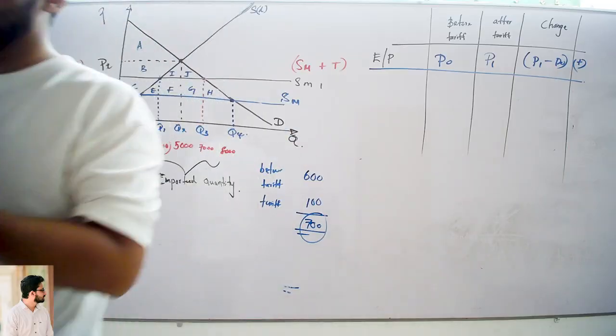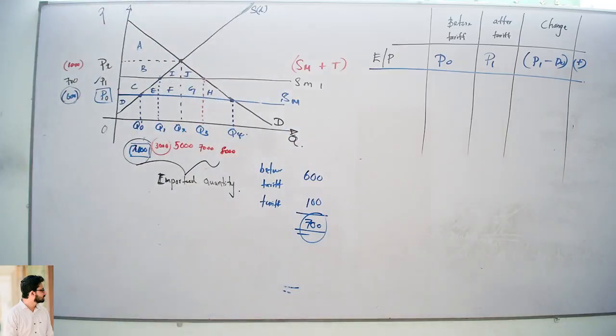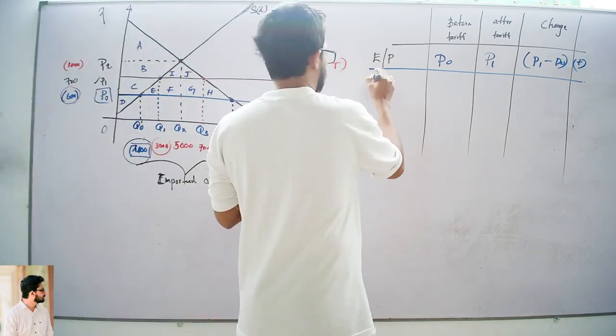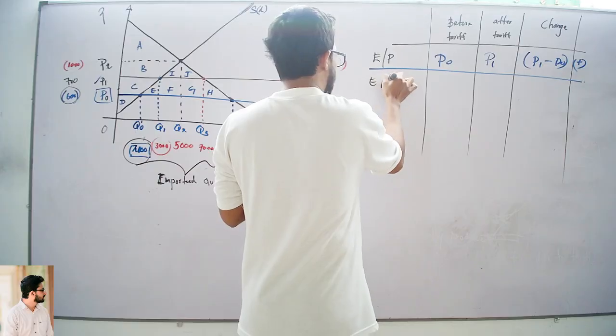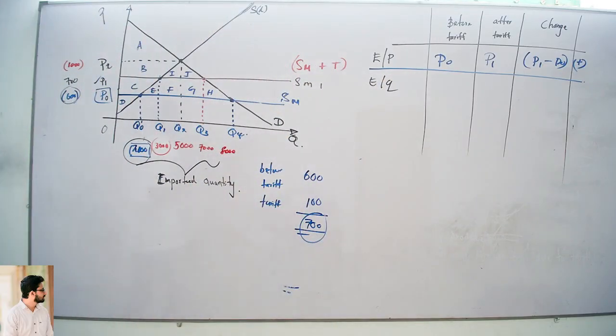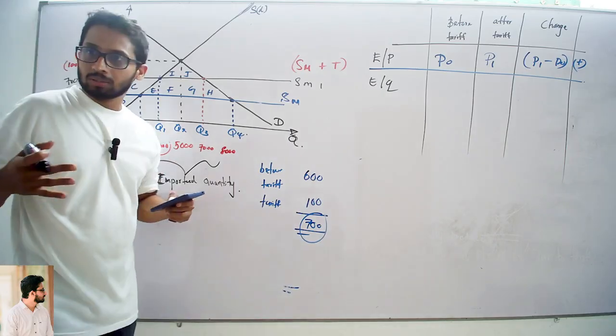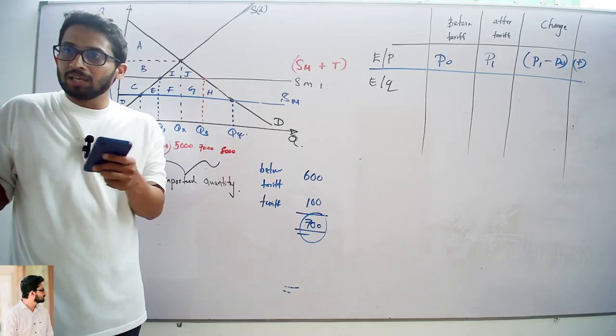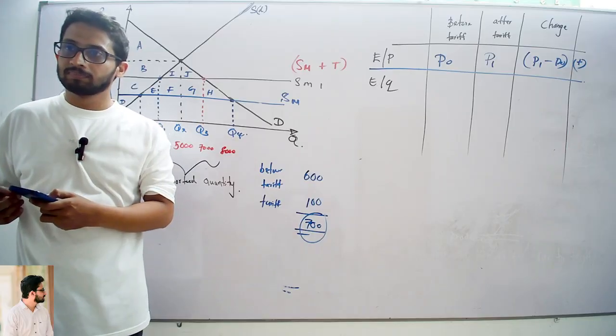Equilibrium quantity. Sigma, Sandil and Punara, that is the flow, right? Equilibrium price, okay, then equilibrium quantity. Tell me, before tariff, what is the equilibrium quantity? This means how many units are actually being sold in the market? Q0. Everyone, how many units are actually being sold in the market? Q2.